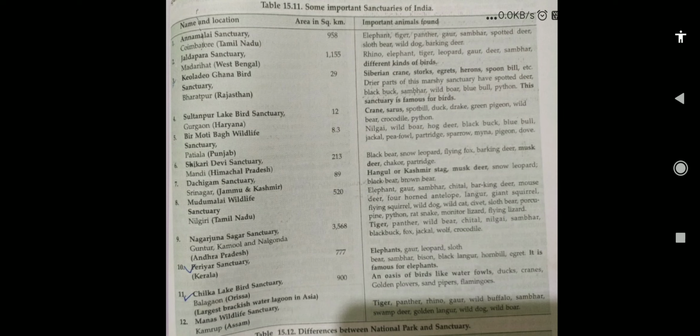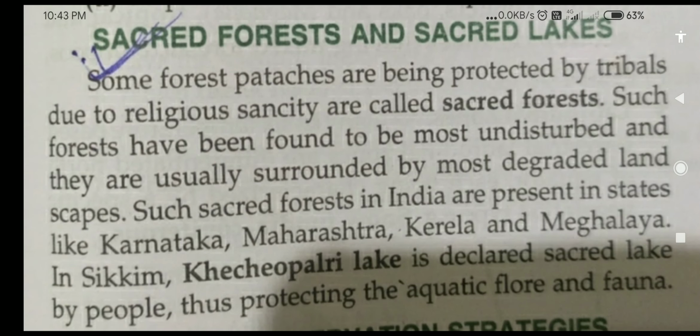We have some sanctuaries like the Periyar Sanctuary in Kerala, Chilka Lake Bird Sanctuary, and Manas Wildlife Sanctuary. So these are a few names of the sanctuaries. Another is the sacred forest, as I told you, and the sacred lake.